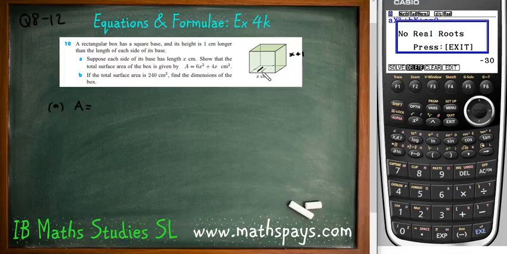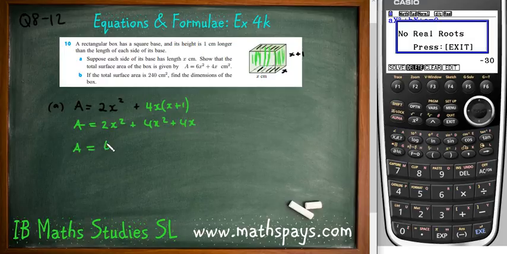So if I look at the area of the base, that's x times x, right? Because they're the same length, and we have 2 of those areas. So we can say we've got 2 lots of x squared plus. Now if I look at this length here, that's x by x plus 1, and I've got 1, 2, 3, and 4 of those. So plus 4 lots of x times x plus 1. So area is equal to 2x squared plus 4x squared plus 4x. Area is equal to 6x squared plus 4x. I go back to the question, chuck a centimeter squared on, and I've got it right.